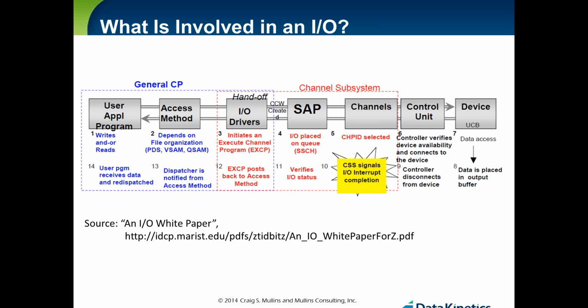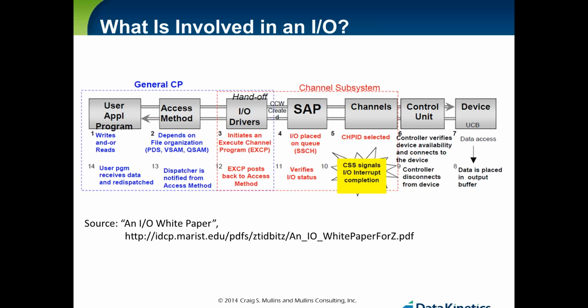There are 6 different types of interrupts within z/OS, where I/O is one of them. Number 11, back to the SAP, that processes the interruption by determining the status of the I/O operation, whether it's successful or otherwise, that came from the channel subsystem. It uses a test subchannel instruction to do that.